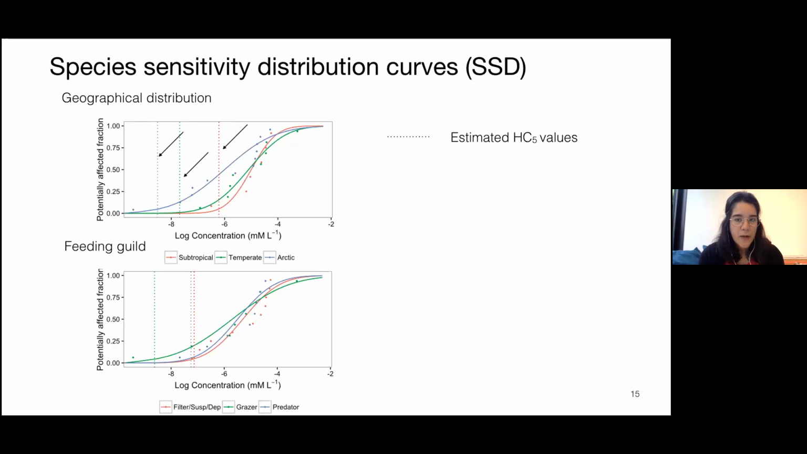So these are the results that we got for the SSDs, and the dash lines are the hazard concentration for 5% of the species. So we saw there was a bit of difference between, if I don't say anything wrong, the subtropics have higher tolerance than Arctic and temperate. But as you can see, the curves pretty much overlap. And these differences in the HC5s are driven by only one species, an Arctic species, that is very, very sensitive to the exposure.